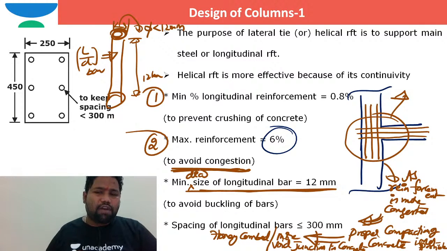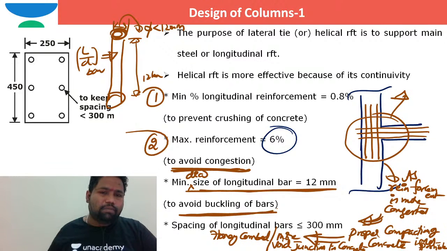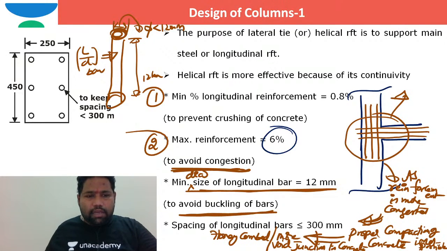Minimum diameter size of longitudinal bar is 12 millimeter. This is just to avoid the buckling of bars. If we don't avoid buckling of bar, that again is a problem. And one more thing, let me just rub the screen, shift areas.